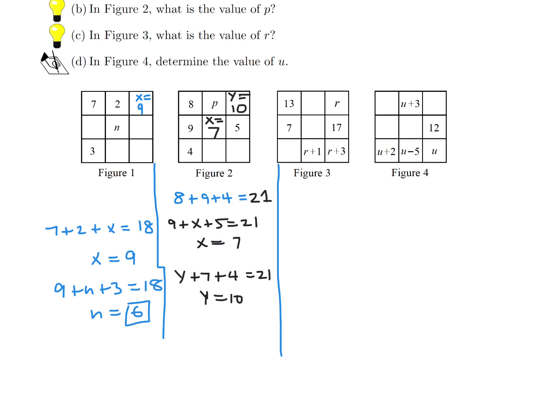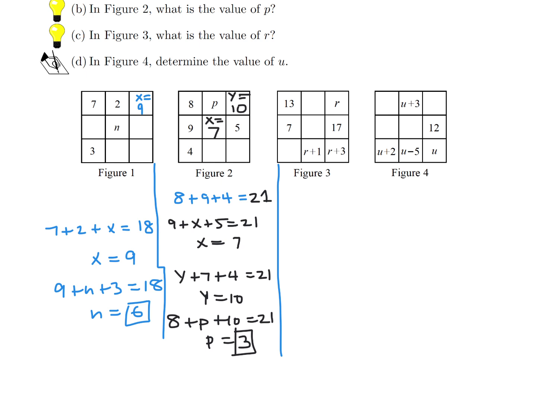Okay, I still haven't found p yet. Where do I go next? I guess just that top row. So 8 plus p plus 10 is 21. So it looks to me like p is 3. So finally we got p.